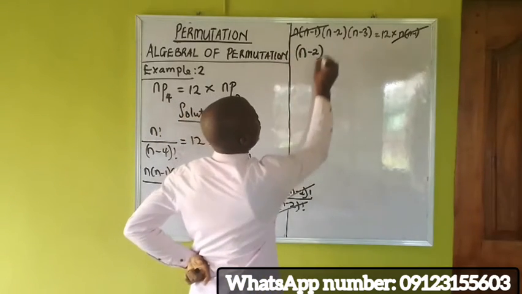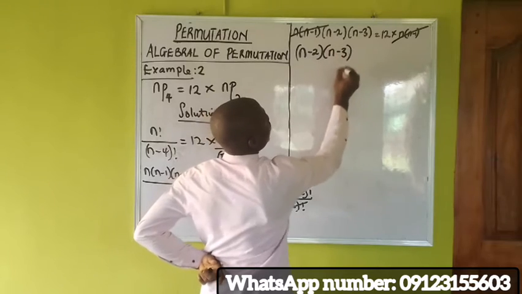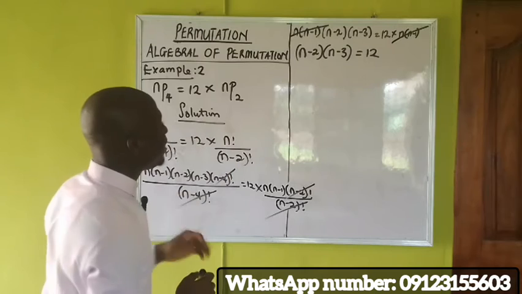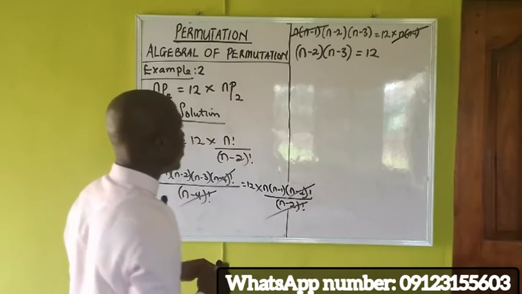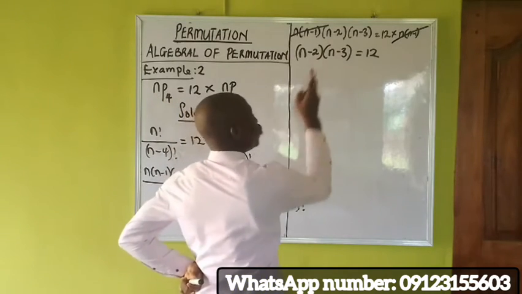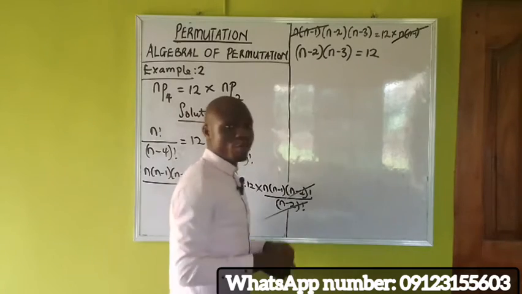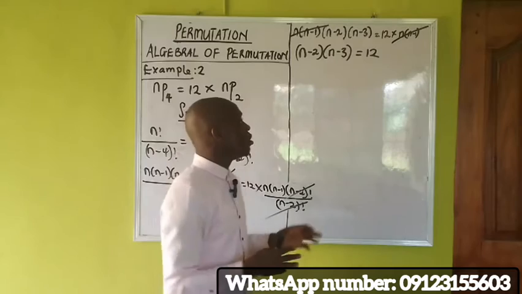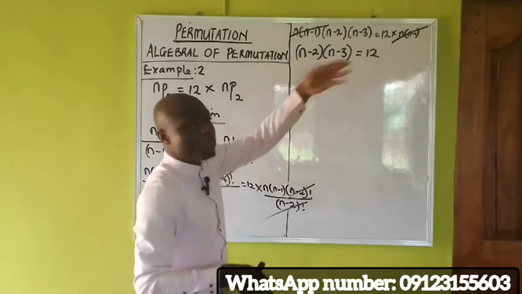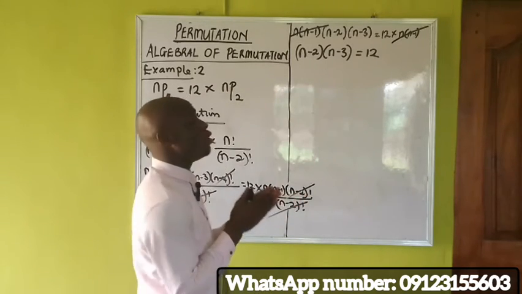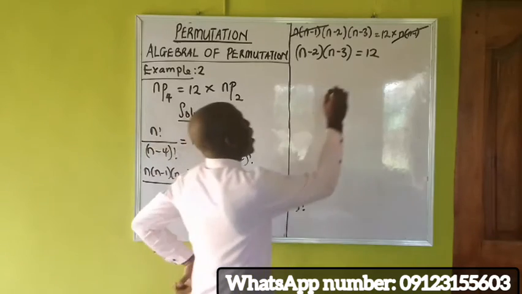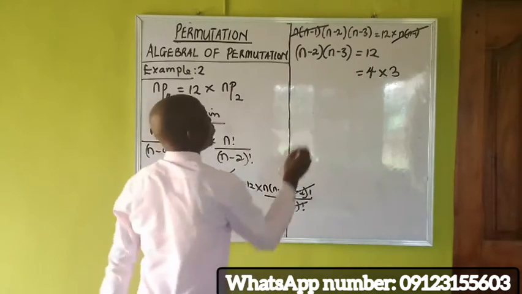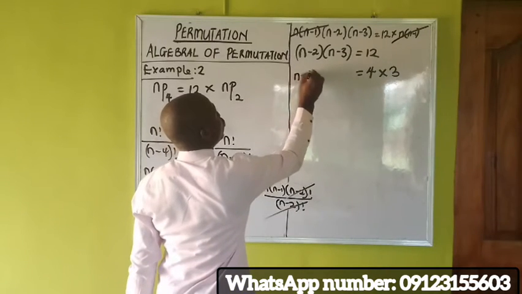n minus 3 is equal to 12. From the idea of our previous example, I am having n, just 2n. Look for two numbers which when you multiply them, you have 12, and the difference between those two numbers will be 1. That becomes 4 and 3, right? So, b equal to n minus 2, n minus 3.